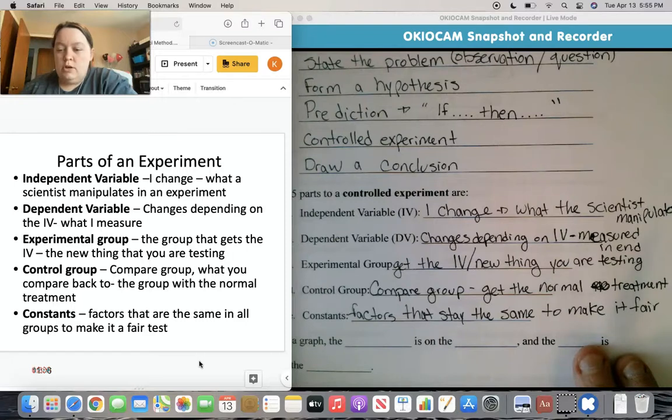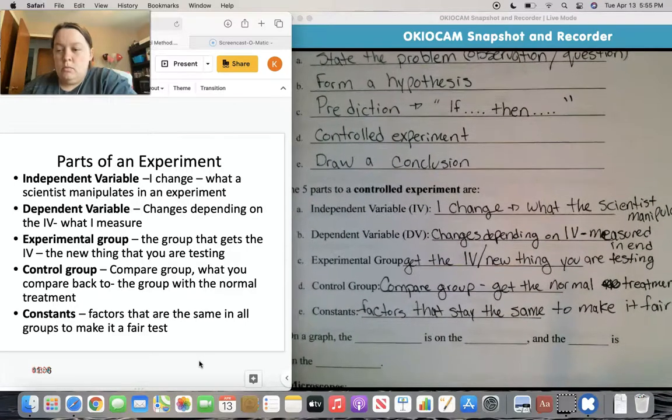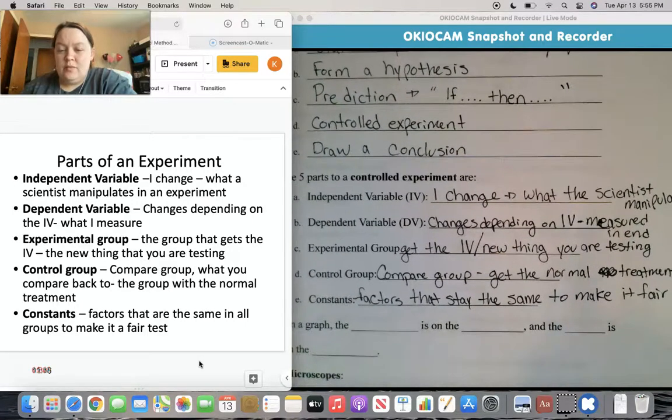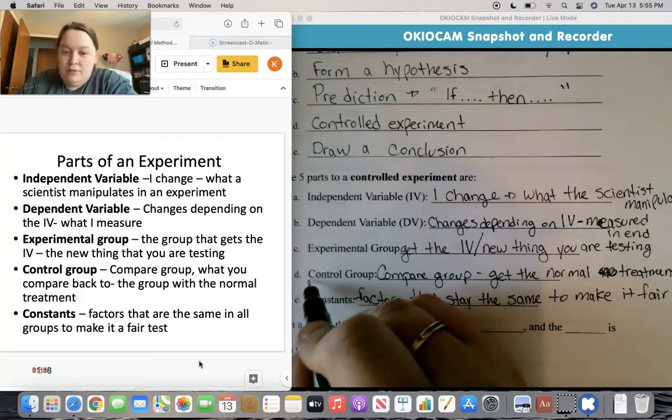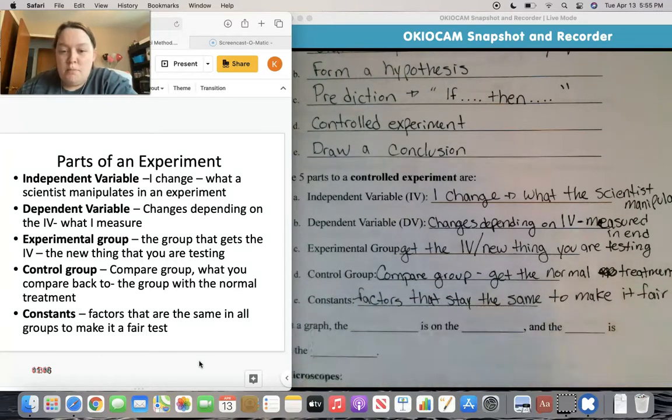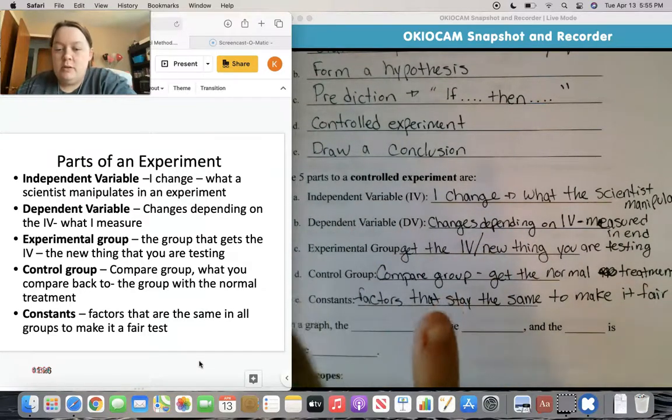And when you get questions on your SOL test about what makes an experiment not valid, if they do not have a control group, it's not a good experiment. If they change more than one thing, it's not a good experiment. So these all have to be in place for this to be a quality experiment.